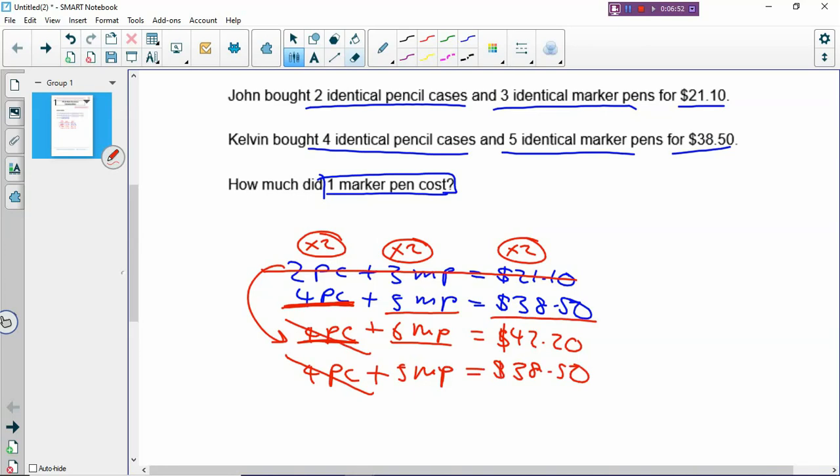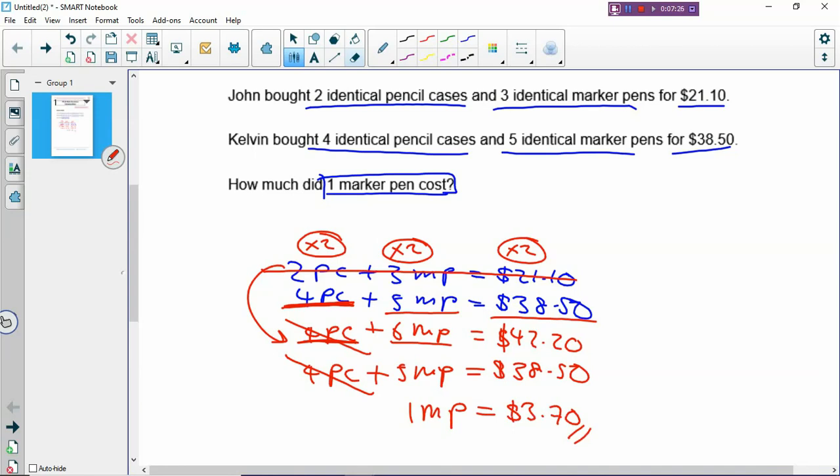There's no more pencil case. And then 6 marker pens minus 5 marker pens, you will get 1 marker pen. And then the money, which is $42.20, and then you minus $38.50, and you will get $3.70, which is the same answer. But it's a very fixed way of solving, right? There is no variation in this method. This method is one of the few methods where you just have one way of solving. All right, and this method can be used for all questions which are similar to this kind of problem.